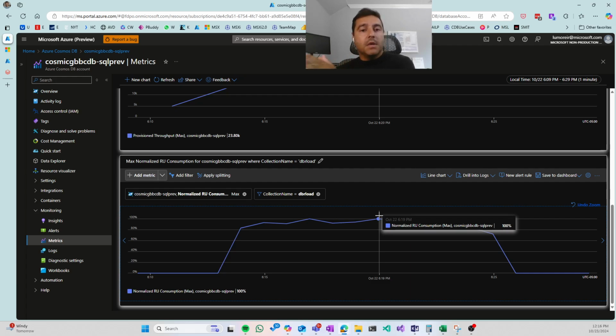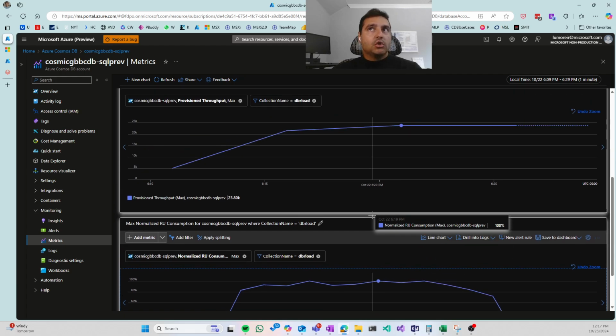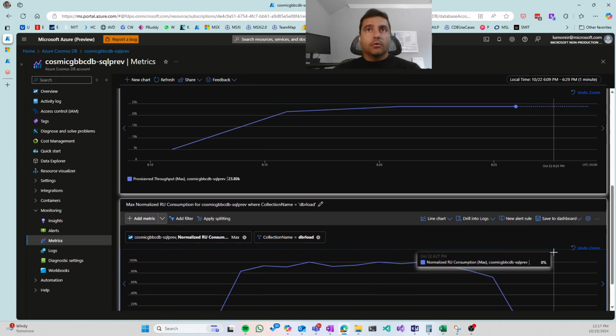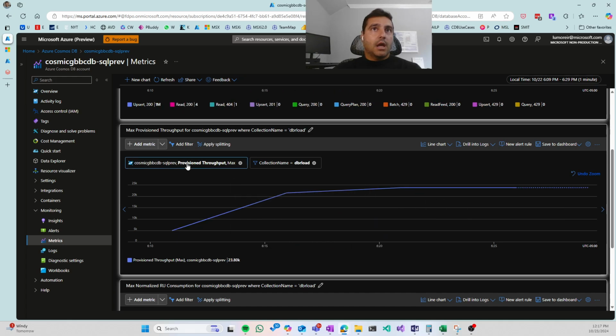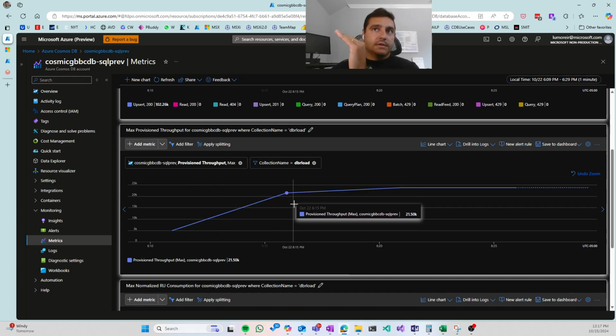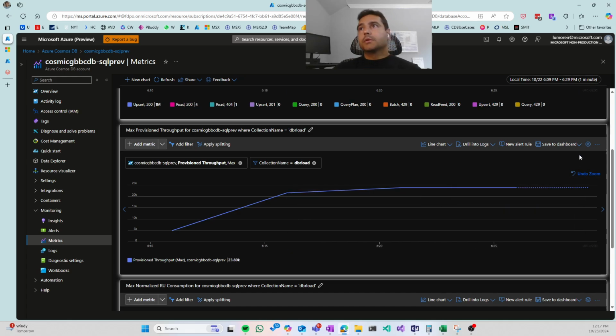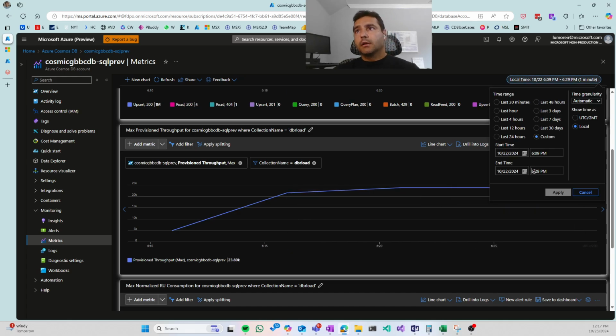Does that mean that I cannot accommodate more requests? Is that a bad sign? I cannot look at normalized RU in isolation. I do need to compare it with other metrics. The first one I want to show you is the actual provisioned throughput. After the workload starts, let me expand my time frame a little bit.